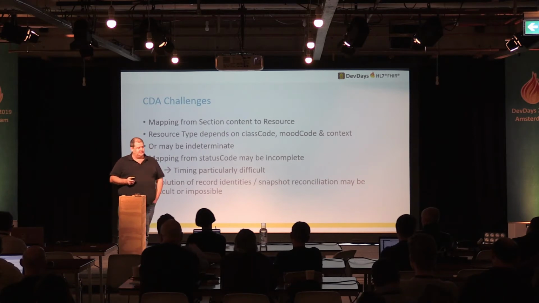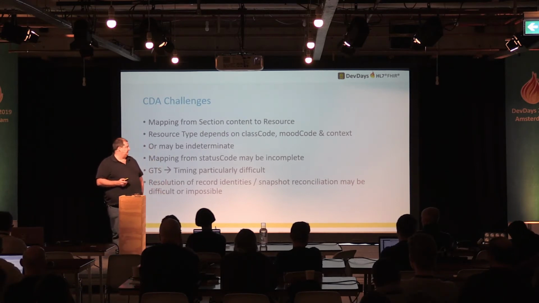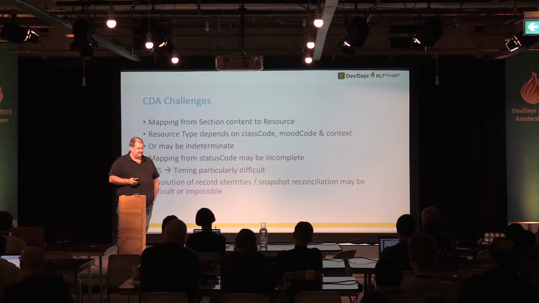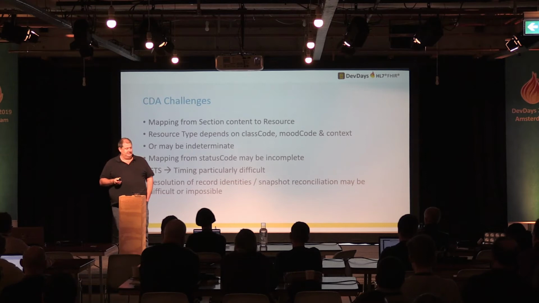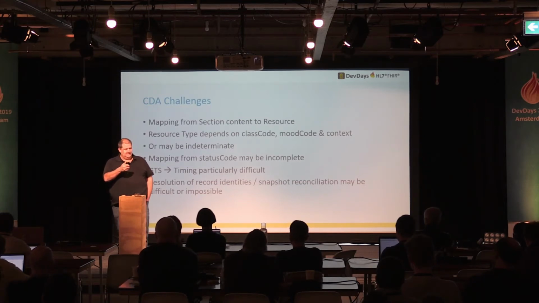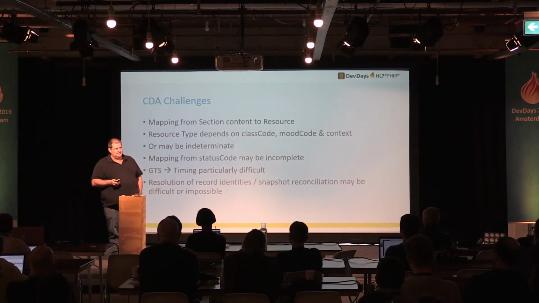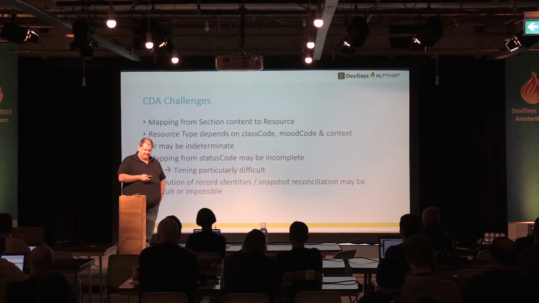Now, common problems that we have when we do this work, and lots of people have done this now, are challenges around mapping the actual CDA section content into resources. They're sort of structural. The structure of a composition and its resources is very similar, but the acts in CDA are a little bit more abstract than the resources, so there's a bit of challenge there. And the resource type that you actually choose depends on class code, mood code, the context you're in, the resources you're dealing with, the codes you're dealing with.